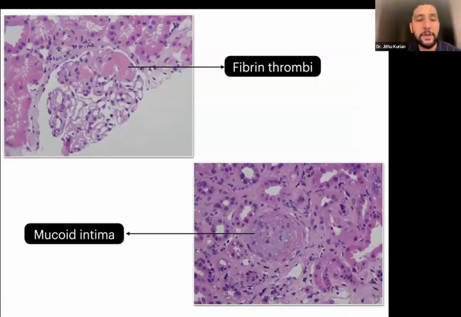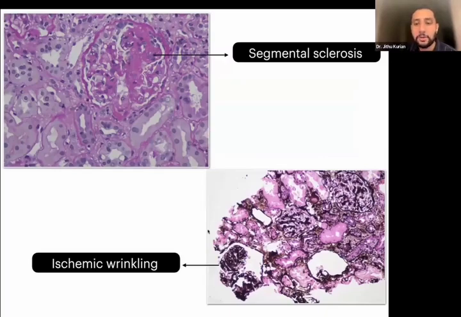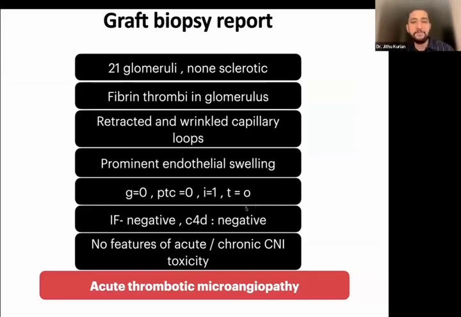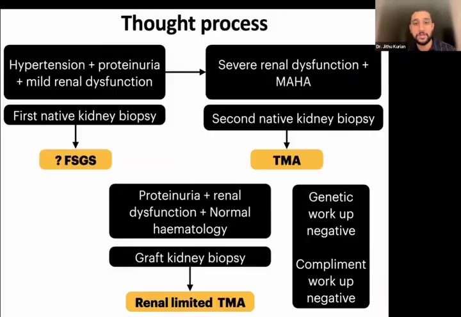We were surprised to see that the biopsy had fibrin thrombi in the glomeruli. There was mucoid intimal change. There was some amount of segmental sclerosis, and a lot of glomeruli were collapsed with ischemic ringing. This was a graft biopsy. We were looking for FSGS, but there was nothing; it was an acute thrombotic microangiopathy. There were no features of CNI toxicity and no features of rejection.